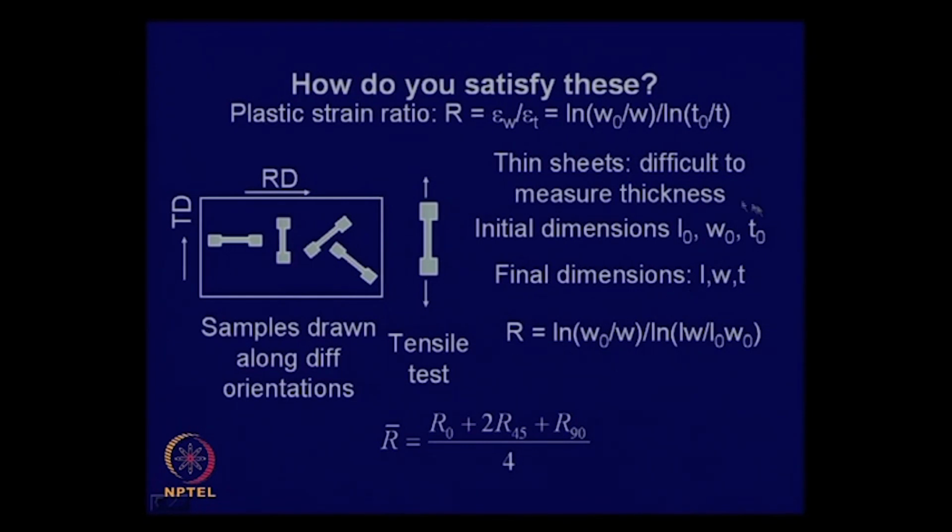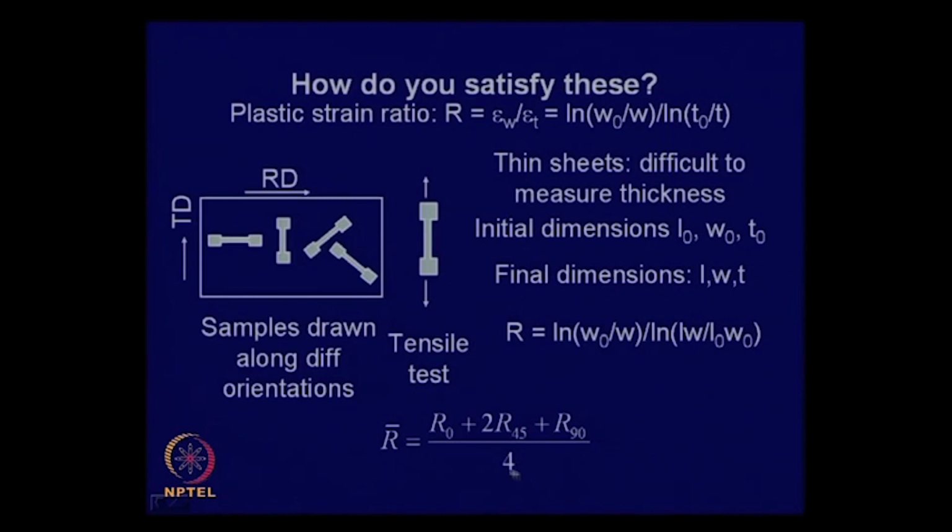So, these are the initial dimensions, these are the final dimensions, and this is the expression for plastic strain ratio. And when you do the tensile test on differently oriented samples, you get different values. So, R naught is the value of plastic strain ratio along the rolling direction, R 90 is along the transverse direction, and this is the 45 degree direction, and you have two samples.